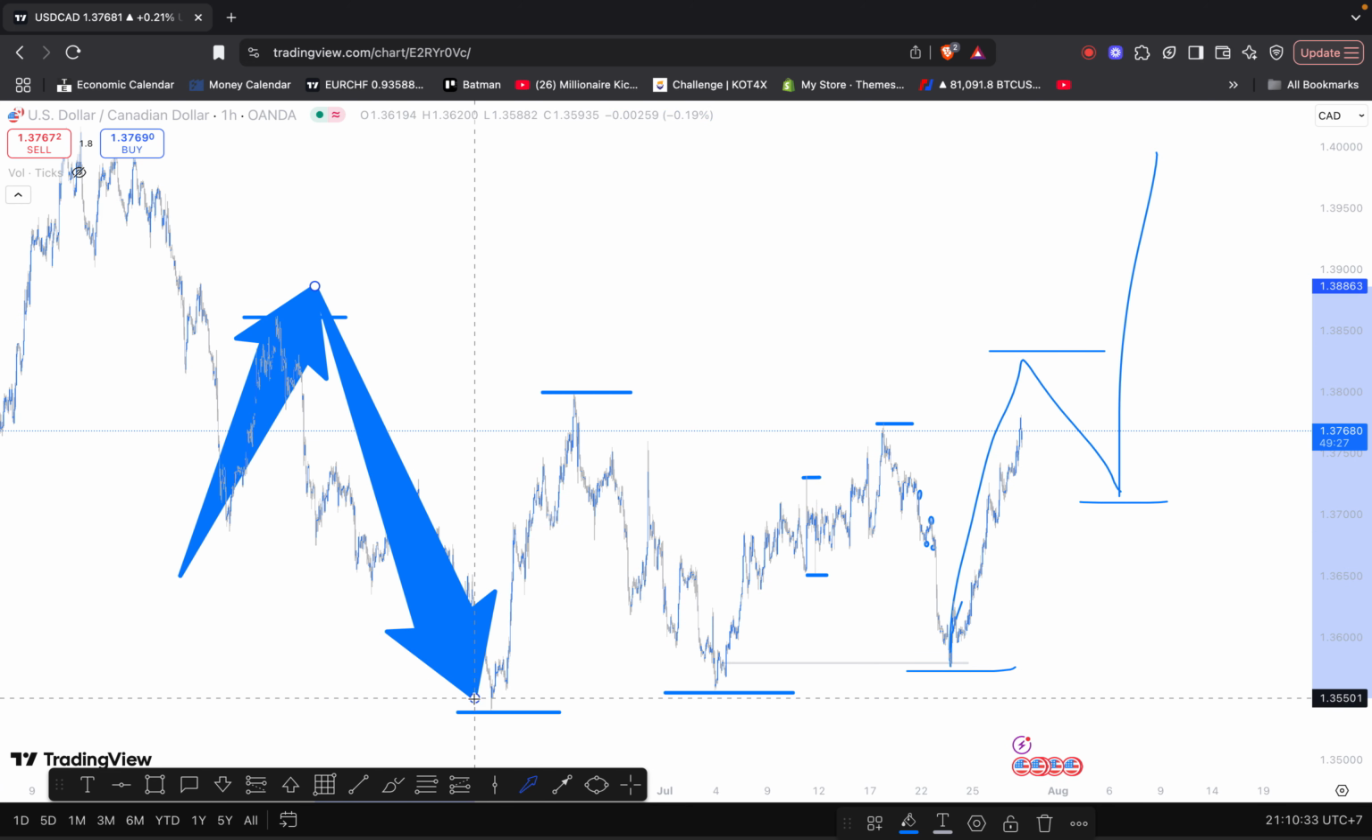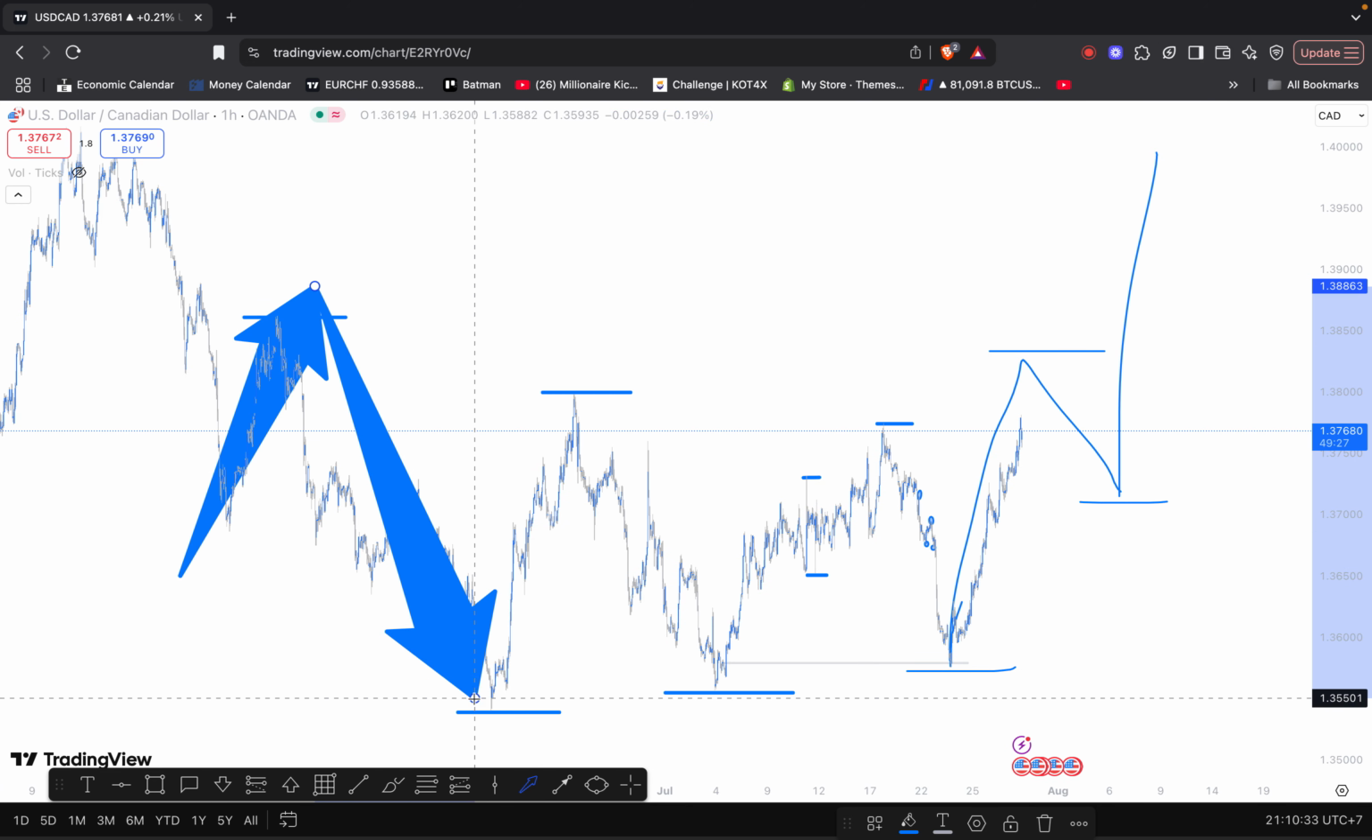But when we came back down, it did not break this low. Instead, it continued going up. So instead of price continuing going down, it continued going up. When that happens, that usually means there's going to be a trend shift.